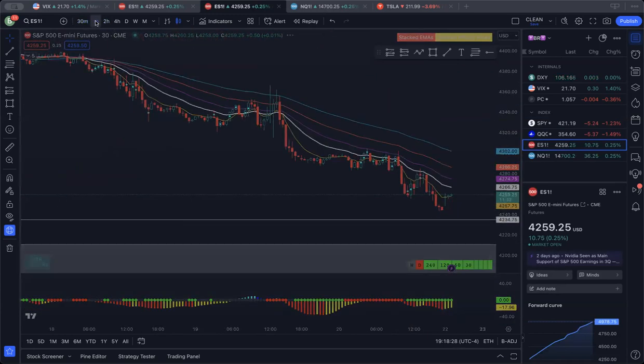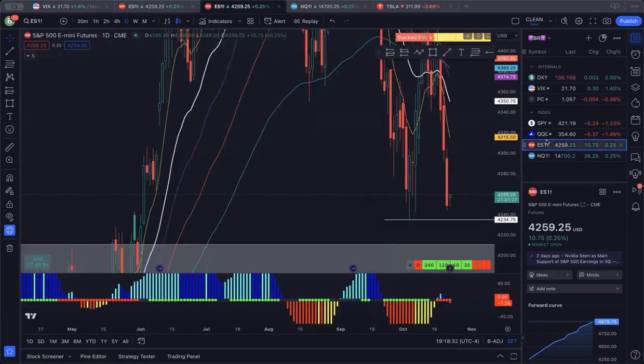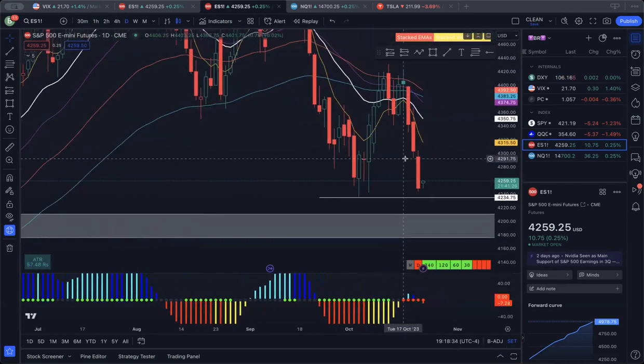Let's see here. We don't have any squeeze plays developing on ES. That'll probably change by the morning, but that will probably give us a direction into tomorrow.